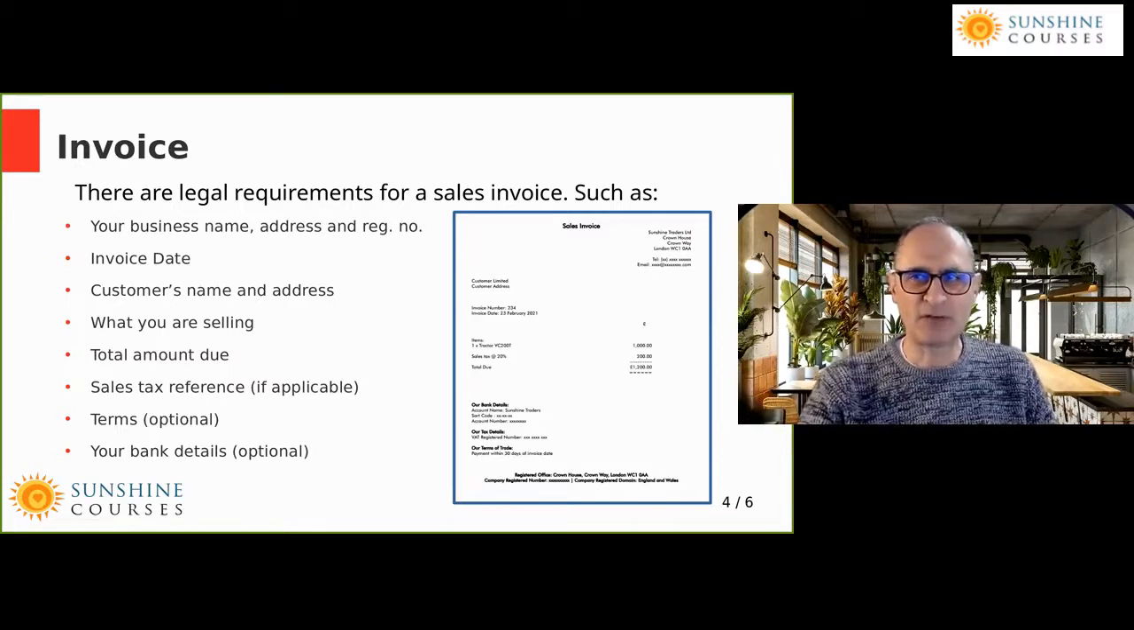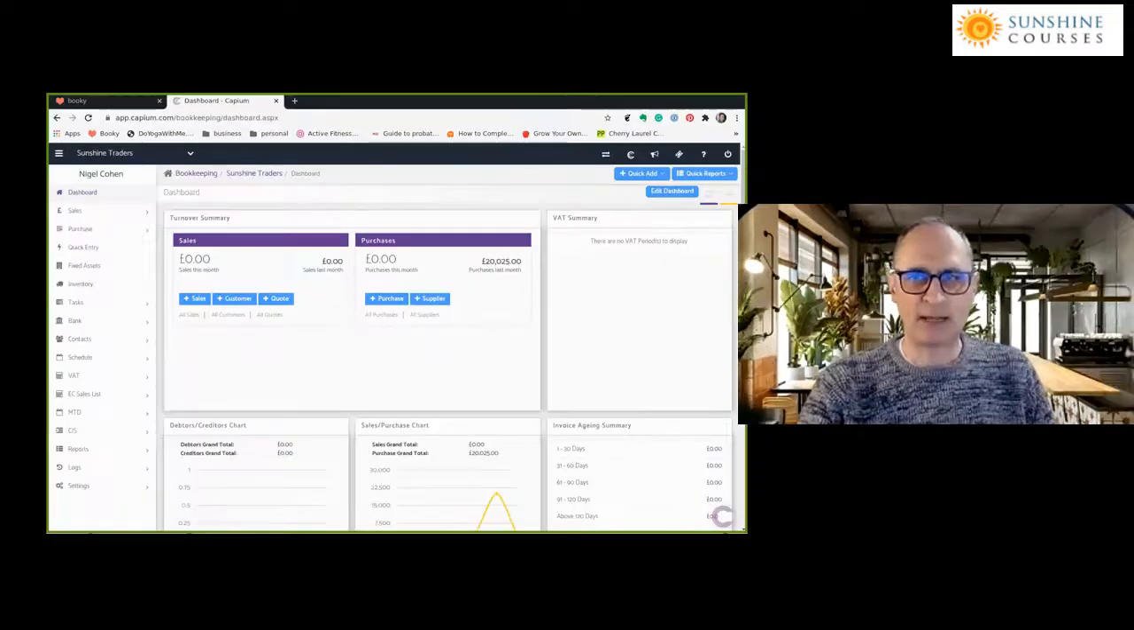So we're now going to switch over to the computerized accounting system. And we're now going to show you how you record a sales invoice and how you record receipts. And there's a couple of other things we'll talk through as well.